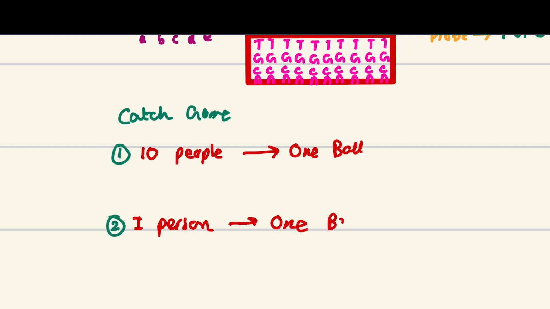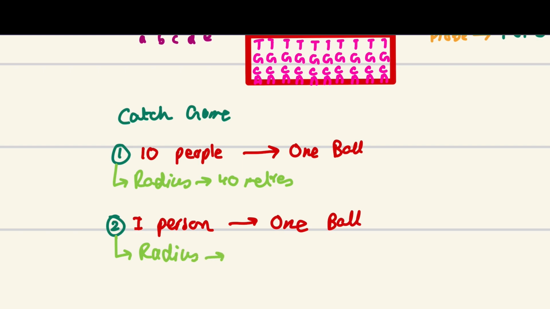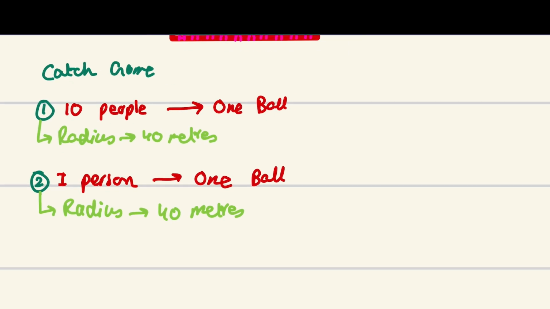Let's say this is a circle of radius, let's say, 40 meters, and the same over here, that this person is covering a radius of 40 meters. Don't think they're all standing at the same spot, they're spread out. Guys, could you tell me where it is more likely that the ball will be caught? It's a catch game, right?